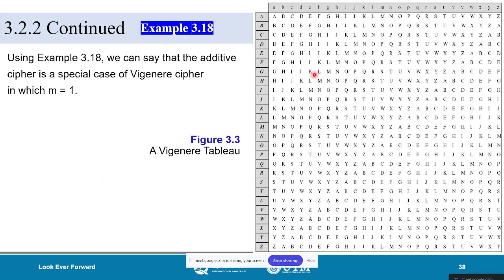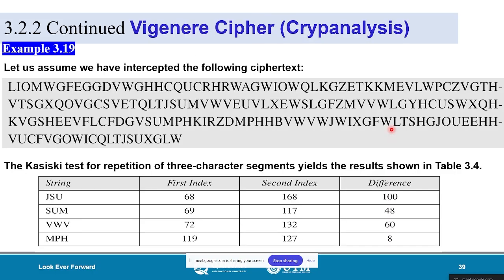Now, this would be the Vigenere table, and you can see that the additive cipher is a special case of the Vigenere cipher in which M is equal to 1. We will not go through this in detail because the textbook has not explained it a lot, so we will not take any time over this.